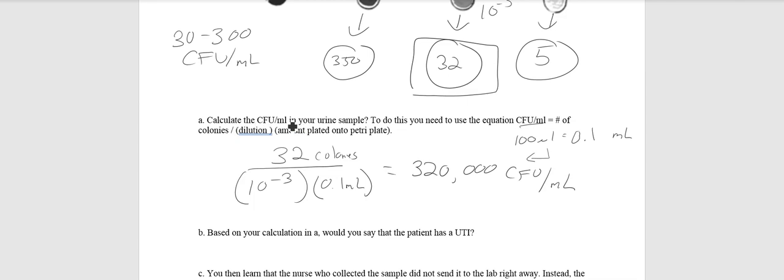Part B says, do we say the patient has a UTI? Yes, we did, because this is greater than the 100,000 limit that was what we needed to have as a UTI. And so that's how you work through these dilution problems.